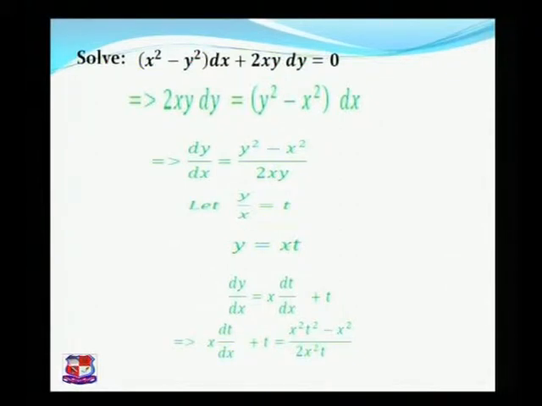So we can write this equation 2xy into dy is equal to y square minus x square into dx. In the main equation there is x square minus y square into dx. If we simplify it, then we can write that 2xy into dy is equal to y square minus x square into dx, so that dy by dx is equal to y square minus x square upon 2xy.